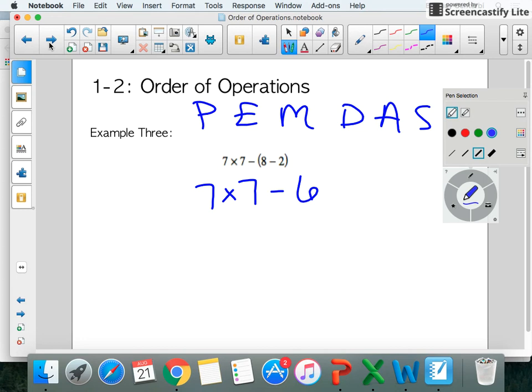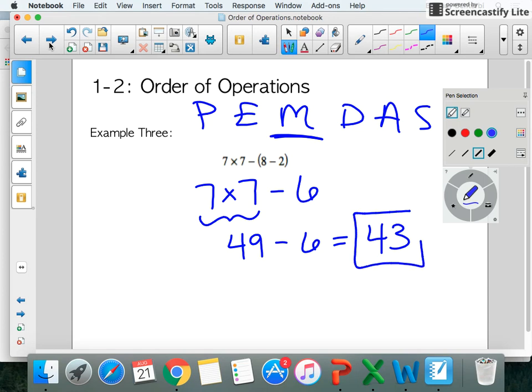So now I've simplified it a little further. Now my next two things, I have multiplication and then I have subtraction. Well, if we look at PEMDAS, multiplication comes first. So I'm going to do 7 times 7 first, and that gives you 49. Bring down the minus 6, and then simplify that. 49 minus 6 gives you 43 as your final answer.